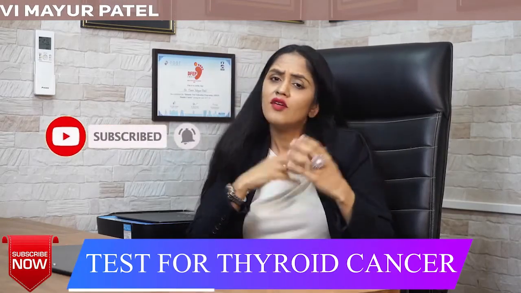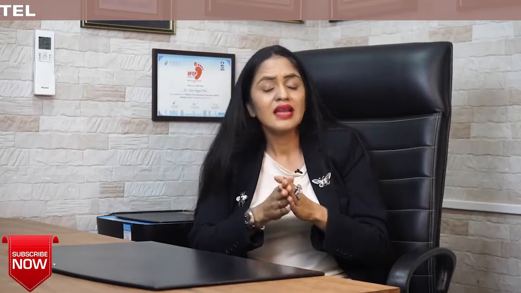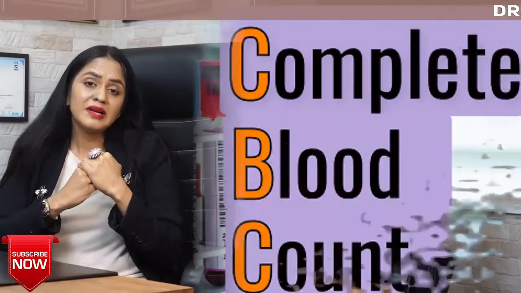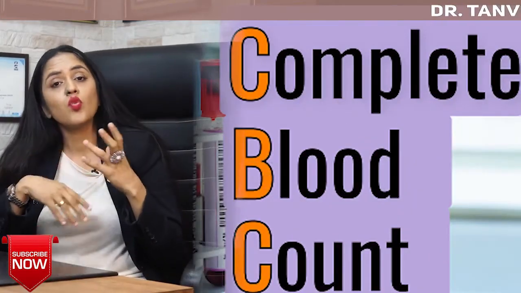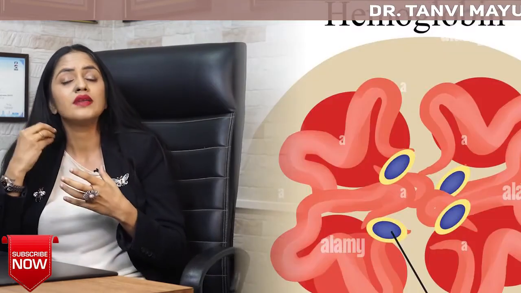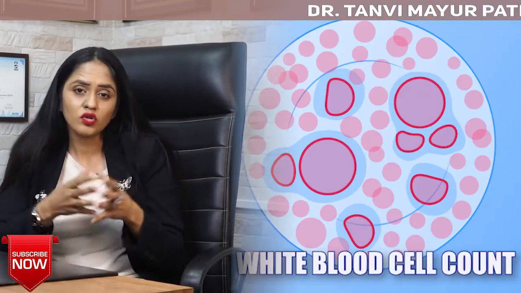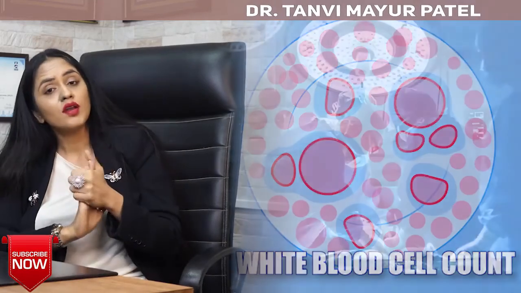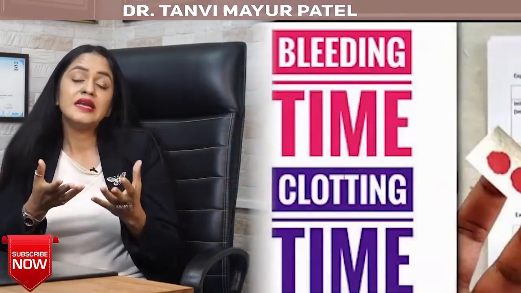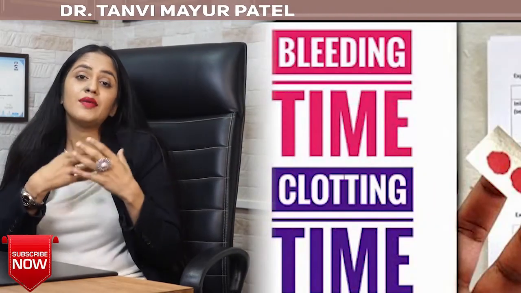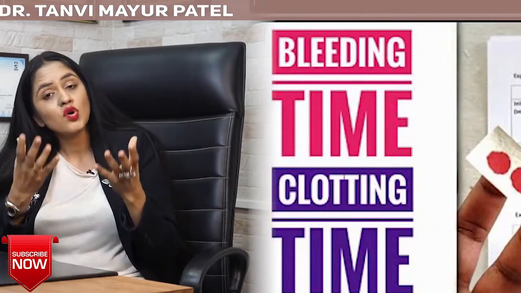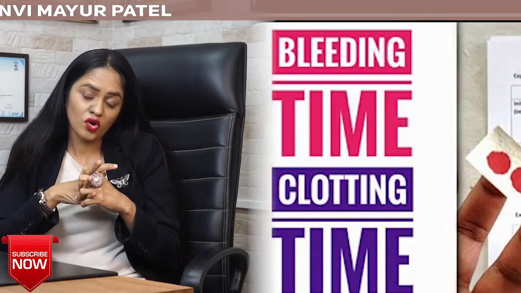If you have been detected to have thyroid cancer, and when you are going to undergo a treatment, a few more other tests, again case to case dependent, can be done. We also ask you to do a complete blood count, where we want to know the status of your hemoglobin and your WBC counts and all those parameters. Before undergoing a surgery, we also want to know your bleeding time, prothrombin time and clotting time, whether you have any bleeding disorders or not.